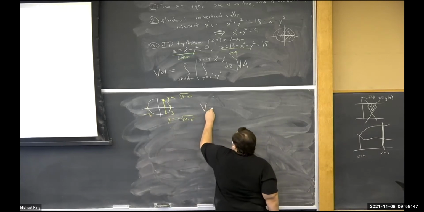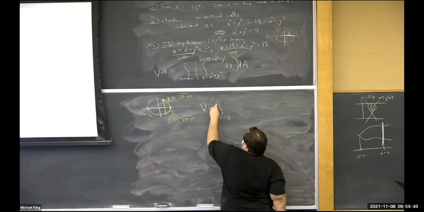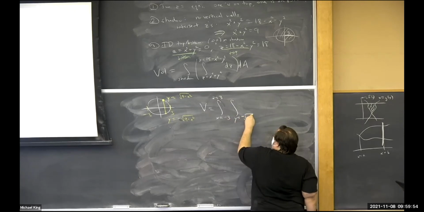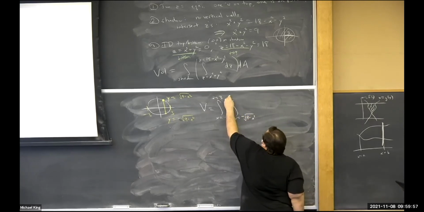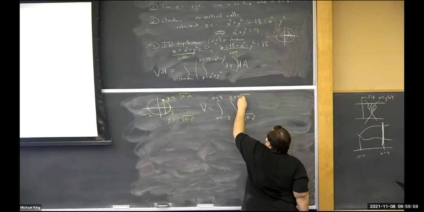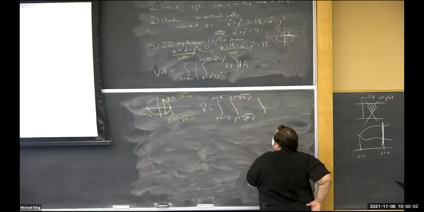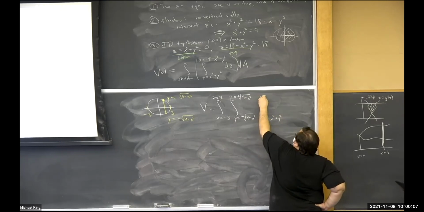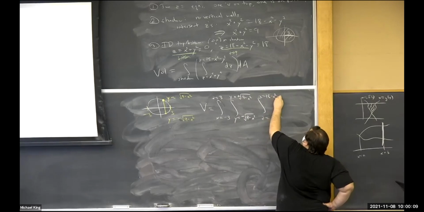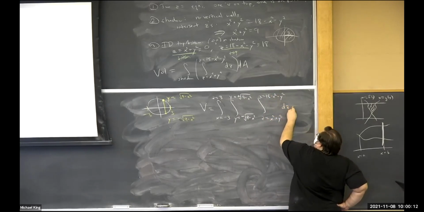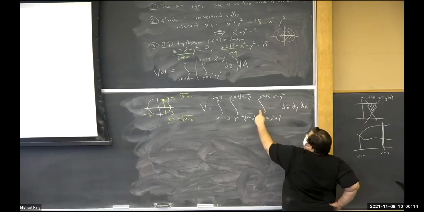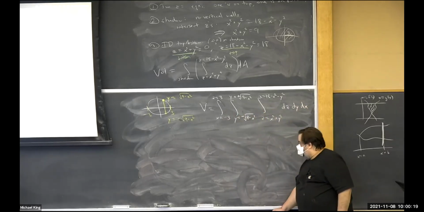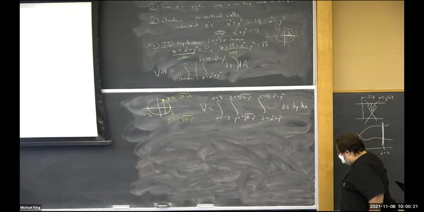So the volume is the integral from x equals -3 to x equals 3, y equals -√(9 minus x squared) to y equals +√(9 minus x squared), integral z equals x squared plus y squared to z equals 18 minus x squared minus y squared, dz dy dx. I'm just reading them outward, going away from the center. And so that's not too bad, I think.